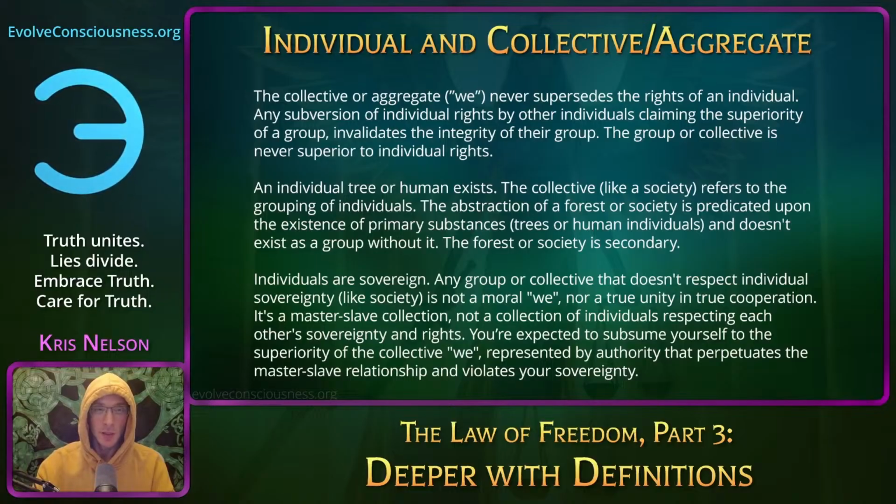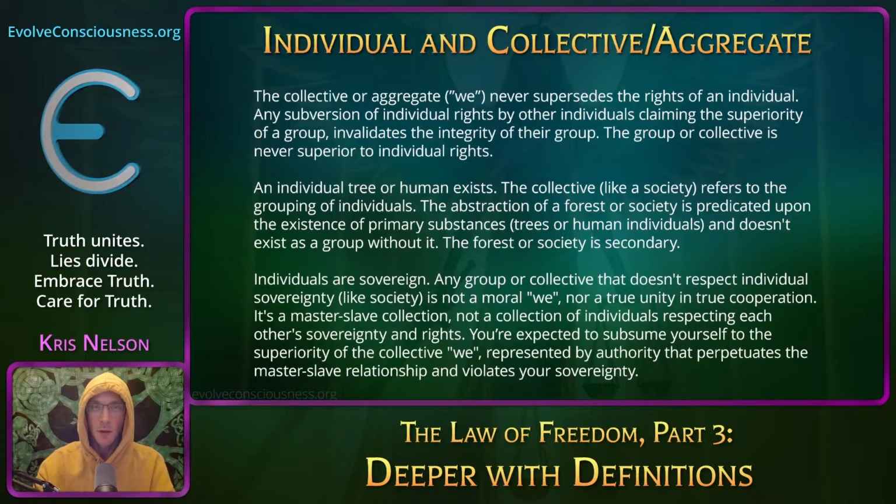An individual tree or human exists. You can pick an individual anything. I'm using a tree because we have a grouping, order, construct, abstraction called a forest, just like humans in society. I'm just using tree and human as examples to demonstrate this. The collective, like a society or a forest, refers to a grouping of individuals, individual humans, individual trees. The abstraction of a forest or society is predicated upon the existence of primary substances, and those primary substances are trees or human individuals, and it doesn't exist as a group without them. The forest or society is secondary.